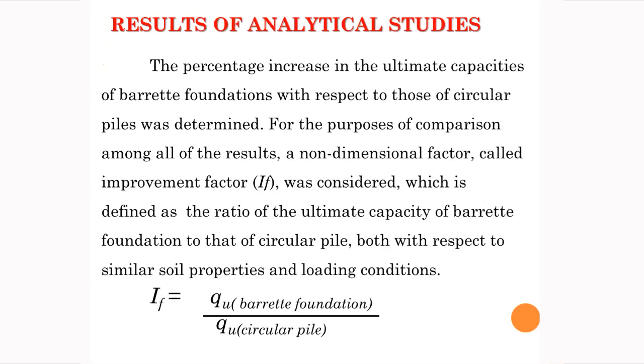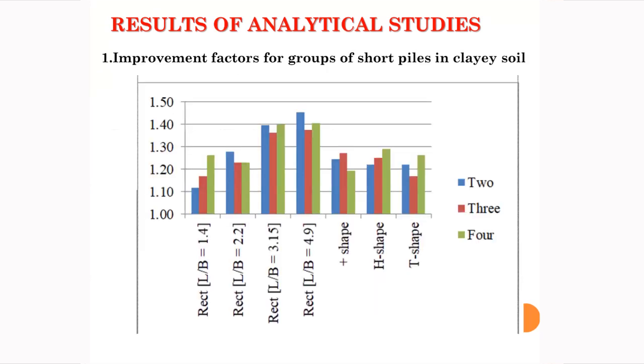In order to compare the results, a factor called the improvement factor was introduced, defined as the ratio of the ultimate capacity of the barrette foundation to that of a circular foundation, both with respect to similar soil properties and loading condition. So the results are plotted in the form of bar charts.